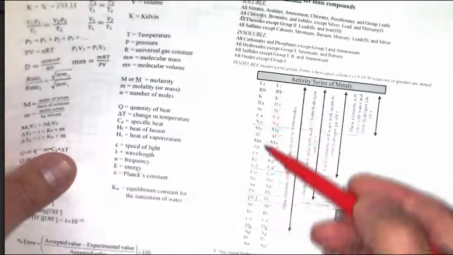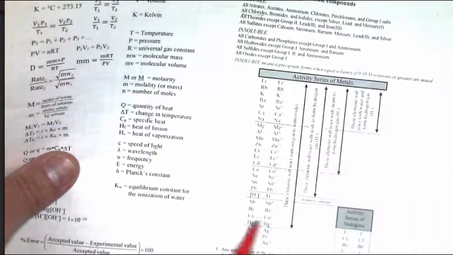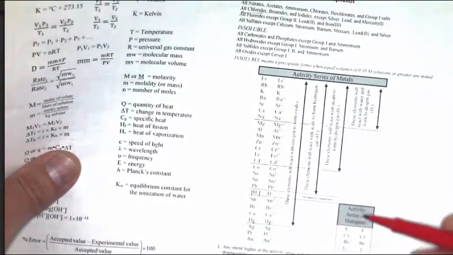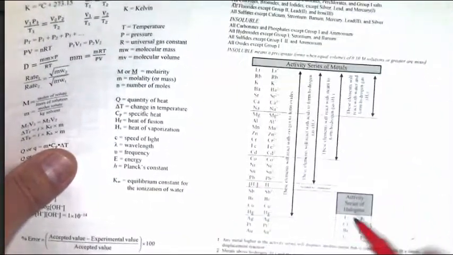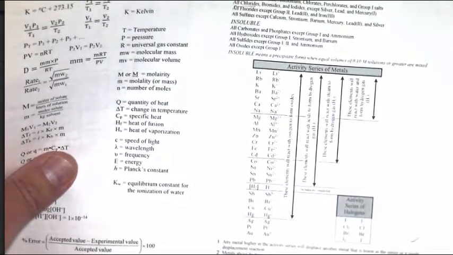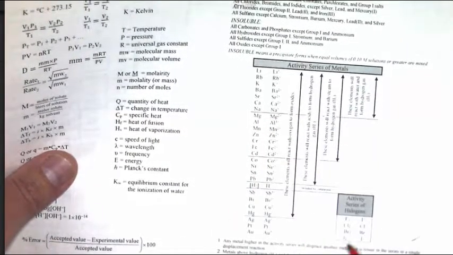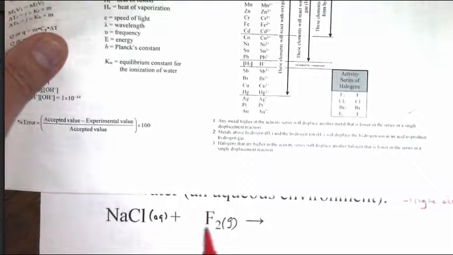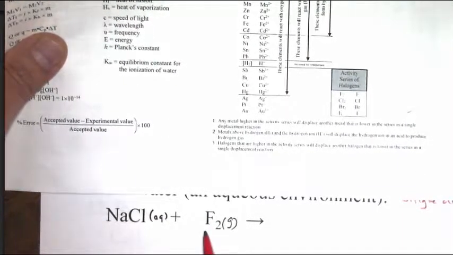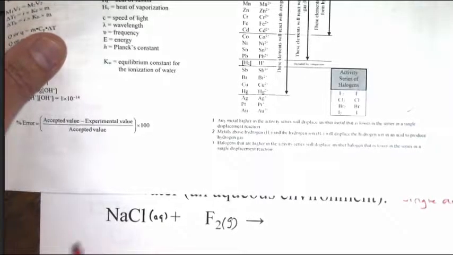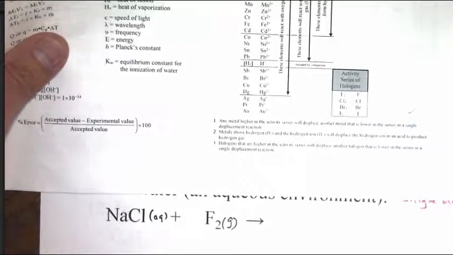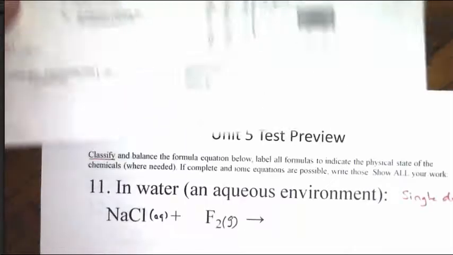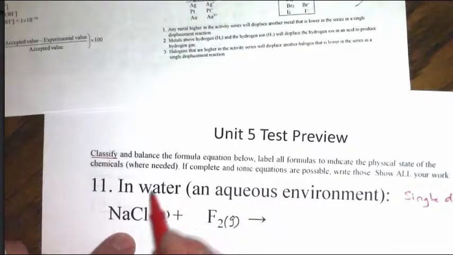This is the activity series of metals here. It does include hydrogen, but this is a separate thing from the activity series of halogens. It behaves the same way, works the same way, but they're separate series. Okay? So is this fluorine more active than the element it's like in the compound? It is. It's higher than chlorine.